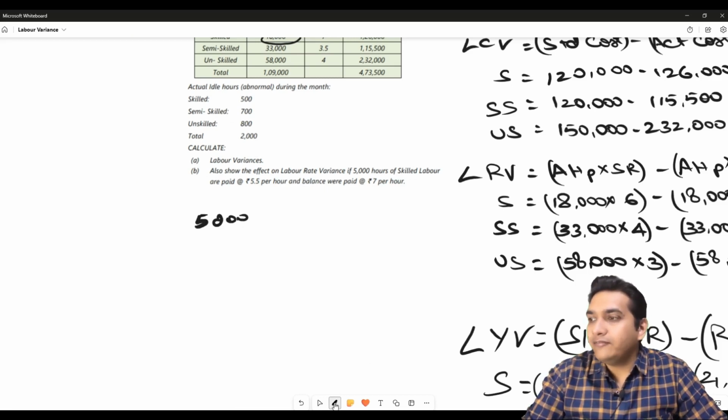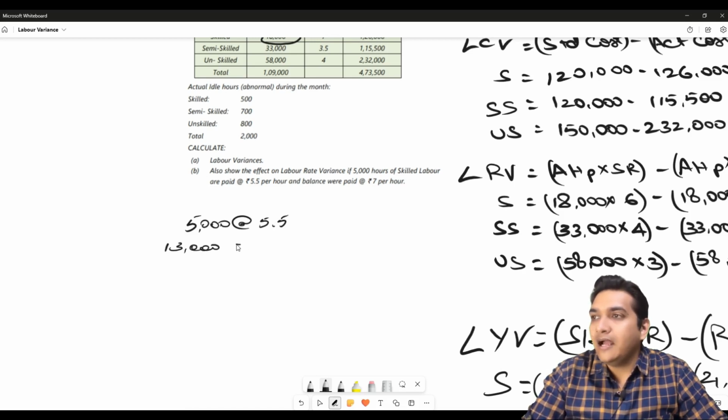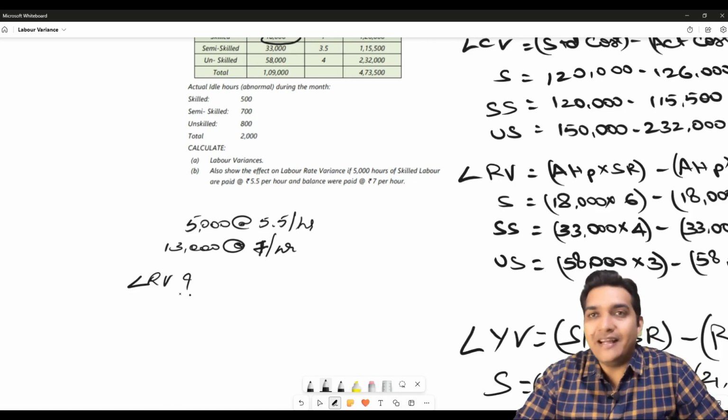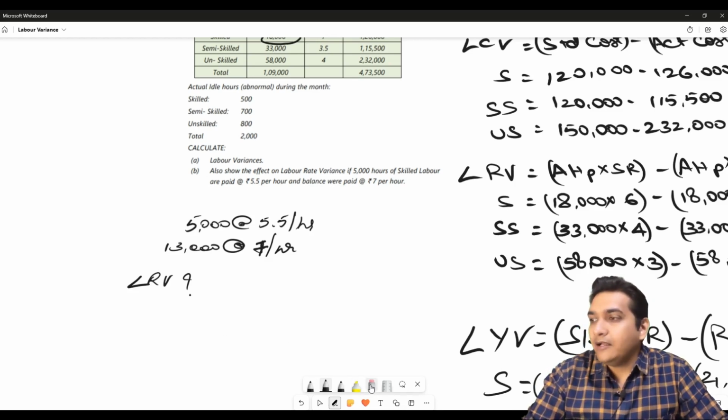if 5,000 labor hours are paid at 5.5 and the balance 13,000 are paid at 7 per hour. What will be the labor rate variance in this case? So we only have to calculate the labor rate variance. We do not have to calculate the other variances here. So let us calculate.